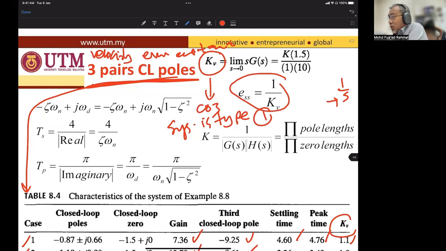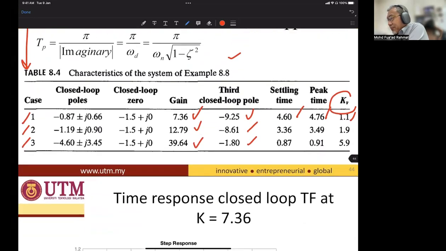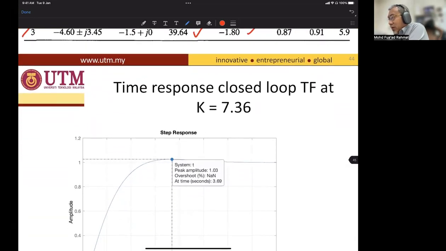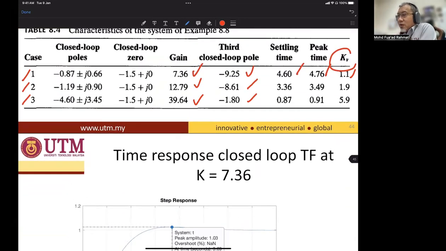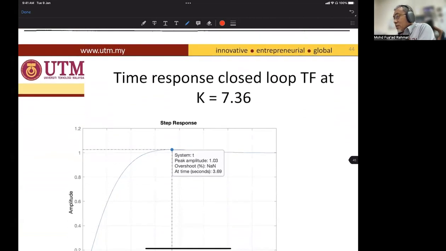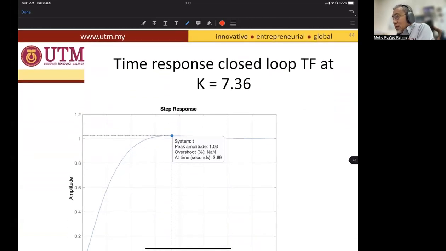Okay, and as usual, this is the formula to calculate the gain K. Okay, TS 4 over real, TP pi over imaginary. So we look at the closed loop time response at K 7.36 at the first pair dominant pole. Okay, so you can see here there is no overshoot. Okay, but we want 1.52% overshoot, right? So this one is not acceptable.